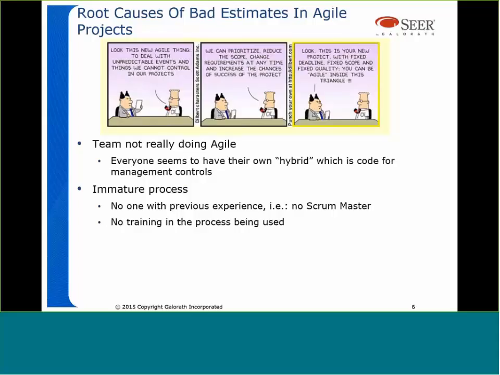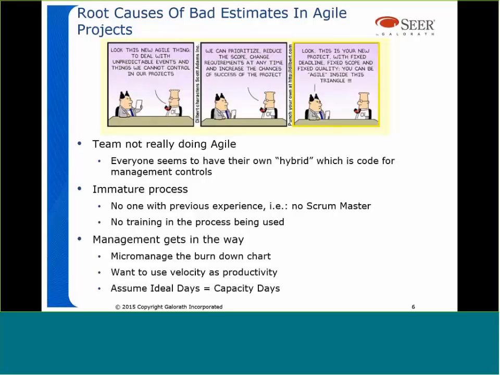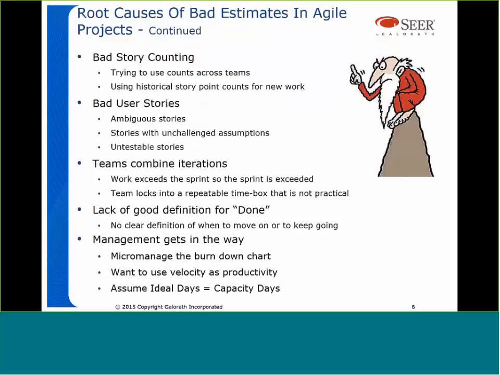I've seen some teams that really don't even do any training. They buy Mike Cohn's book, which is a great book, and some of the other Agile books, and they go forward. But one of the bigger problems, and the reason why they have these hybrid events, is because management tends to get in the way. Management wants to micromanage that burn down chart. Management wants to compare velocity across teams and use it as a productivity measure. So there are a lot of different ways that hybrid is being forced on people because of other outside influences. It's not because the teams themselves don't want to do a good job of doing whatever method of Agile projects they're working on.